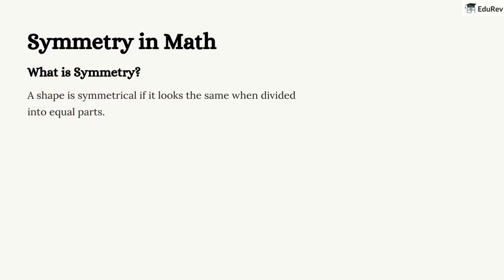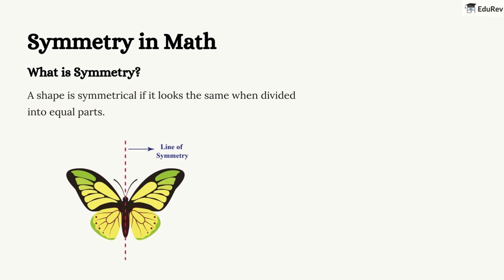Let's talk about symmetry. When we say something is symmetrical, it means it looks the same when divided into two equal parts. For example, think about a butterfly. If you draw a line right down the middle of the butterfly, both sides will look the same. The line that divides it into two equal parts is called the line of symmetry.